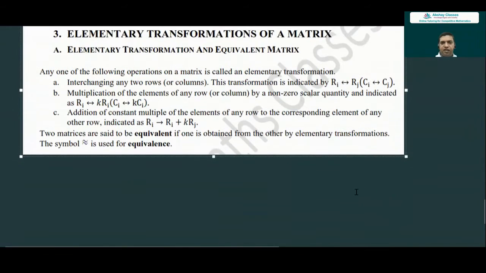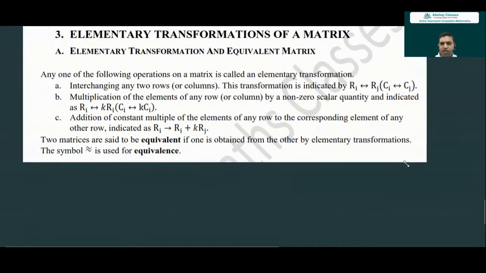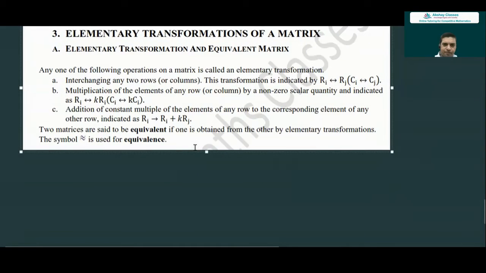So now I'm going to introduce another approach to finding rank. We are doing the elementary transformation of a matrix, which we are used to in determinant calculations, but here we'll explain this again.